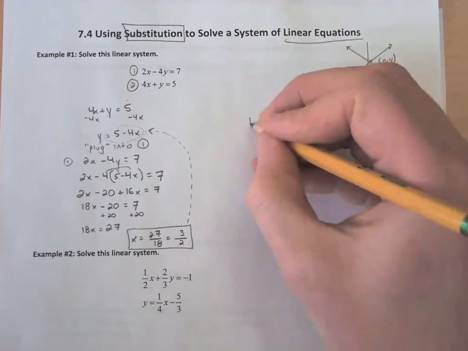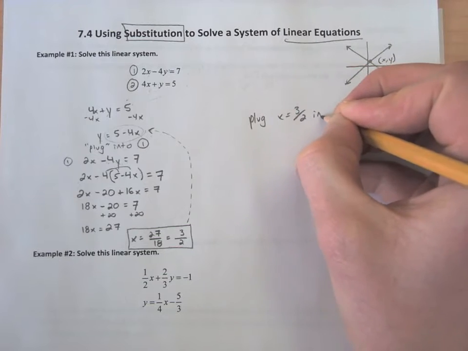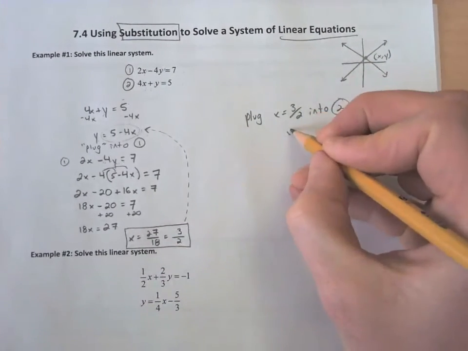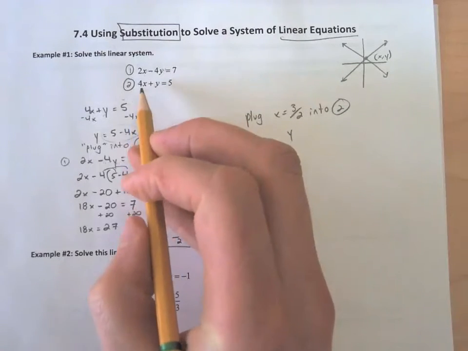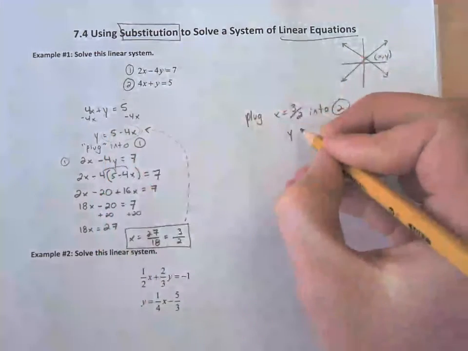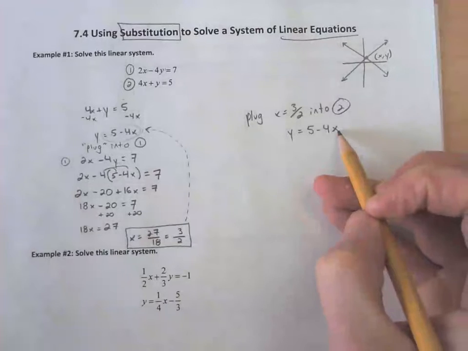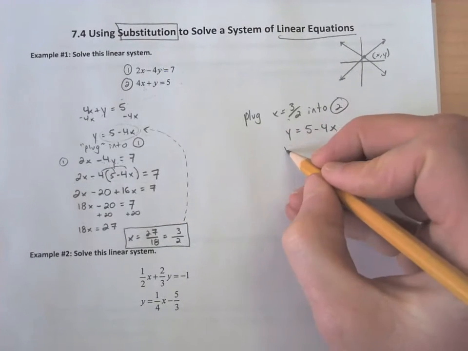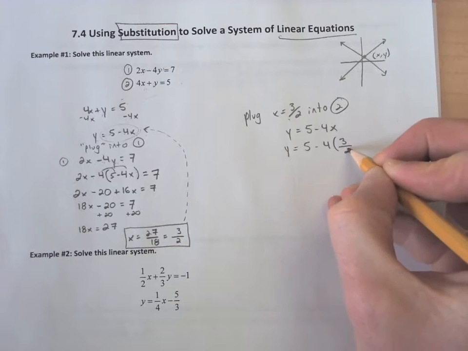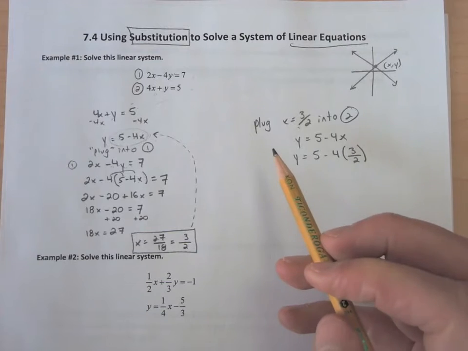So now we plug x equals 3 over 2 into equation 2. So equation 2 is that, but we simplified it as that. So I'm going to use that equation. It's 5 minus 4x, and instead of writing x, we're going to write 3 over 2. So y equals 5 minus 4 times 3 over 2. There you go. So now we just have to solve what y is going to be.